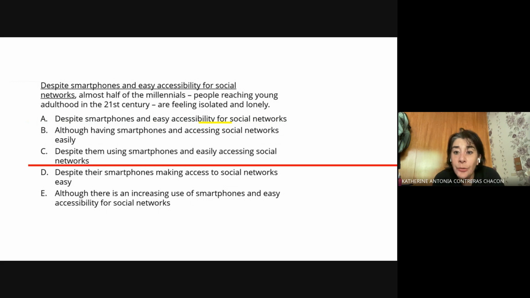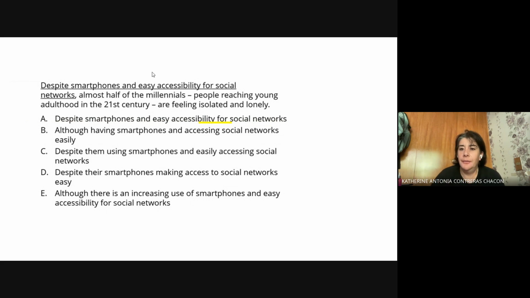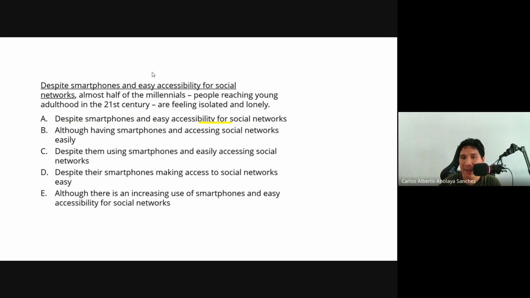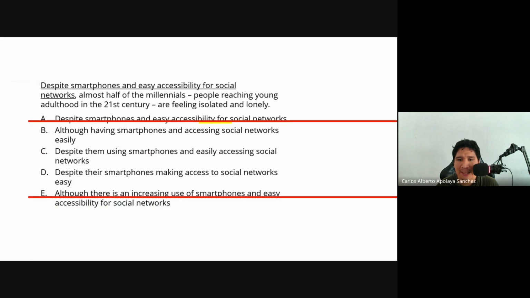When it is a noun, we have another pattern. Okay, there are two patterns. Accessibility for, I don't think so. Next, look at this. Accessibility for social network. No, accessibility to social network. Next, accessing social network. And then we have despite them and despite there.